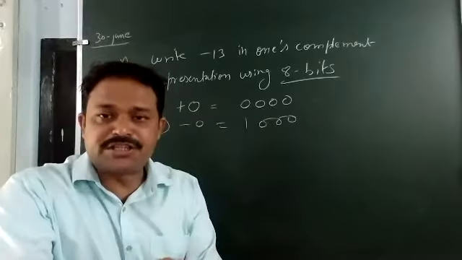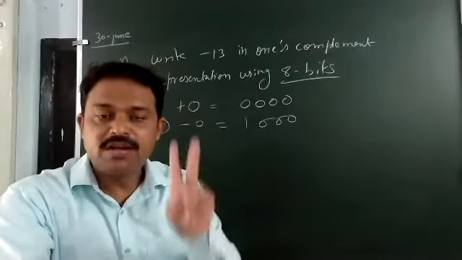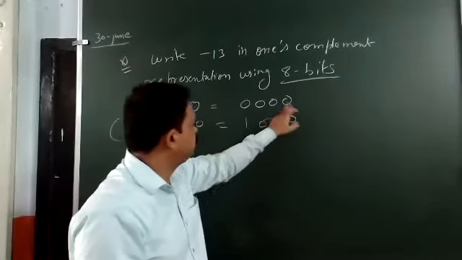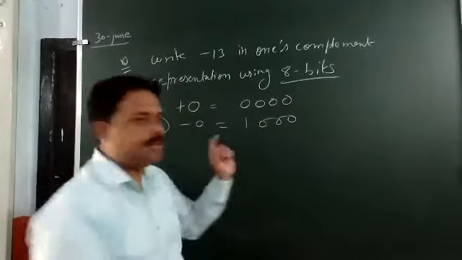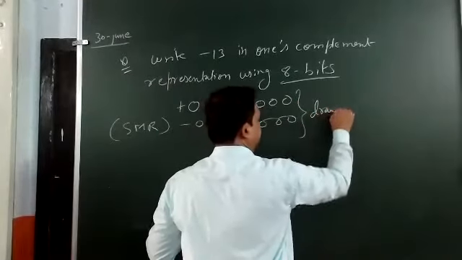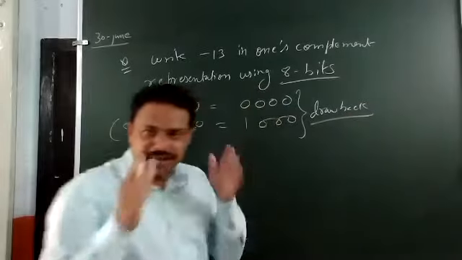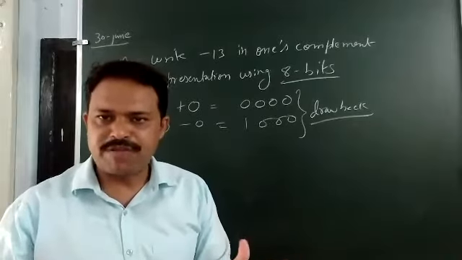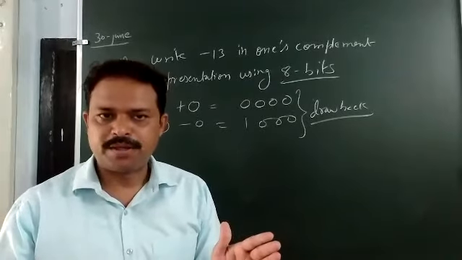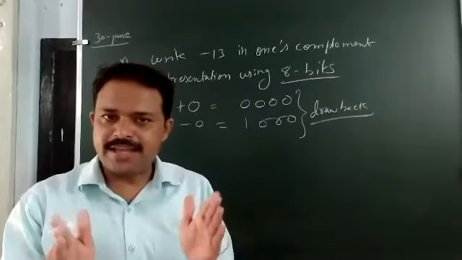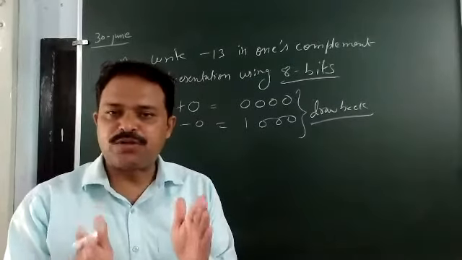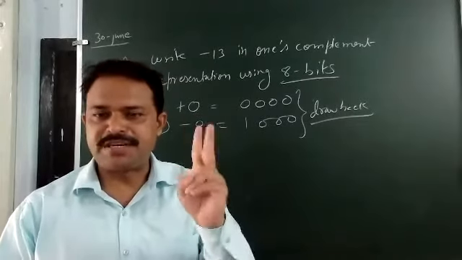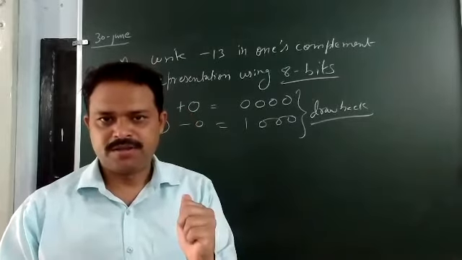In sign magnitude representation, we have two representations for 0: 0 0 0 0 and 1 0 0 0. This is the major drawback. In real life, we know that plus 0 and minus 0 are both the same. We do not have a positive 0 or a negative 0. But with respect to the computer and the sign magnitude representation, here I am going to get two representations. This is a major drawback.